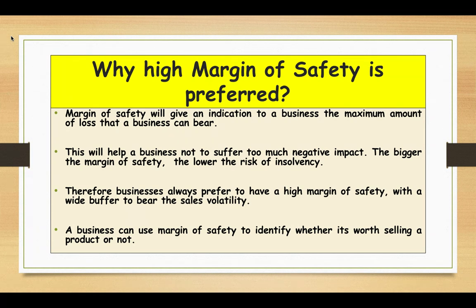So a business can use margin of safety to identify whether it's worth selling a product or not. Because if the product has lower margin of safety, it is not worth taking a risk, especially when the business environment is volatile.